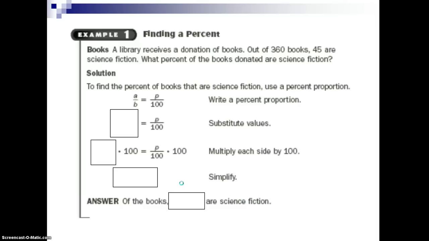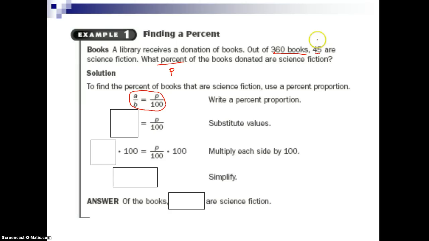In example 1, a library receives a donation of books. Out of 360 books, 45 are science fiction. What percent, so we're trying to find the P, of the books donated are science fiction? Let's set up a proportion. You will need to remember this, or at least know how to set up a percent proportion. So you had 360 books, 45 are science fiction.